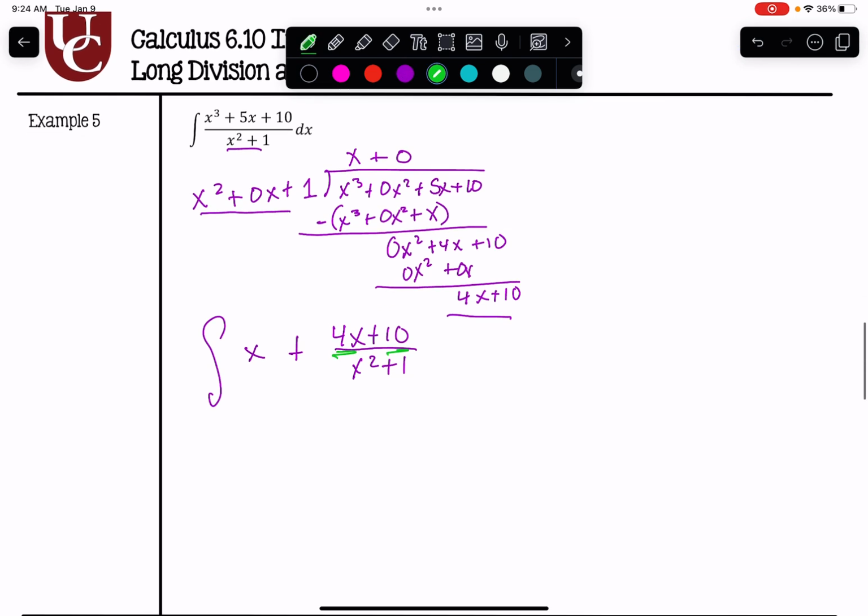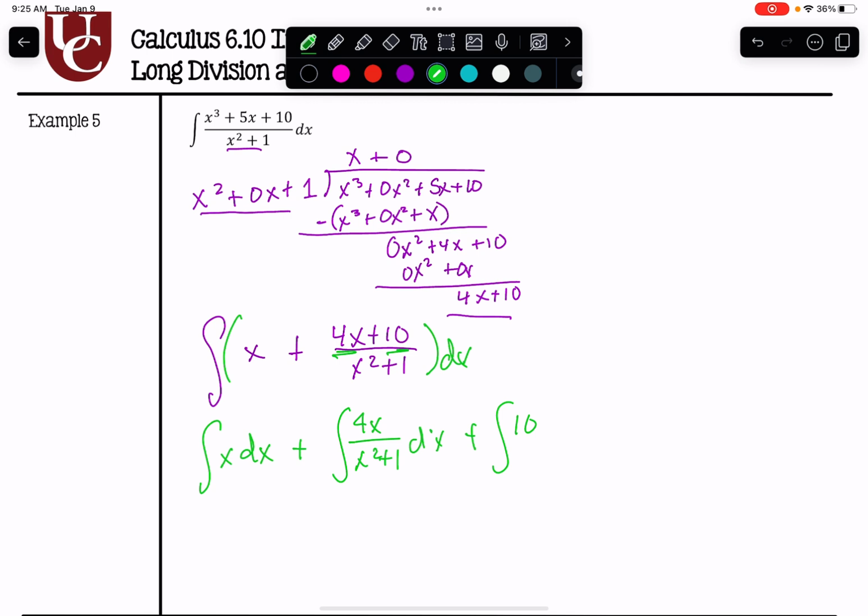Now I'm going to divide these two terms up here. And so this was the whole big thing, but now let's make it pieces. So the integral of x dx plus the integral of 4x over x squared plus 1 dx plus the integral of 10 over x squared plus 1 dx.